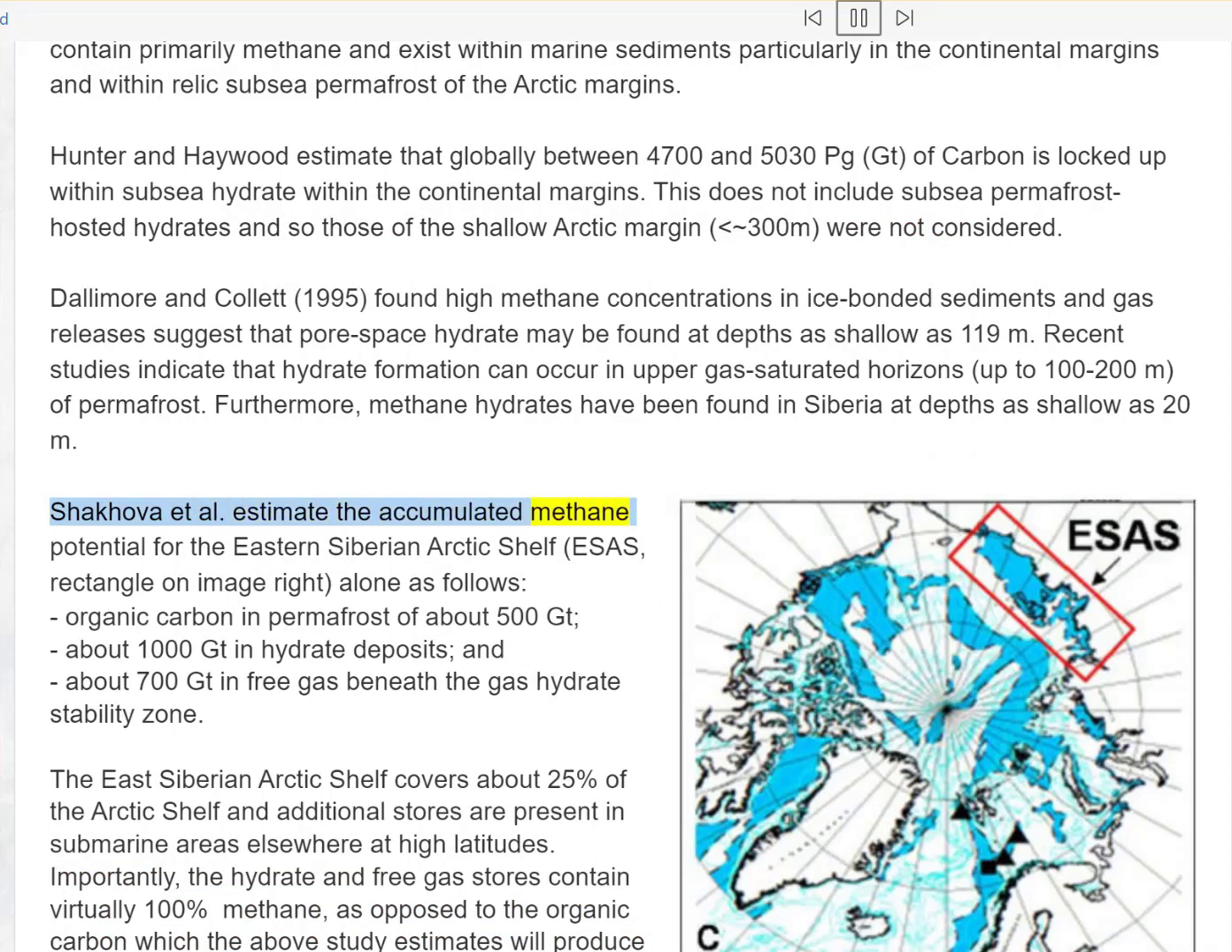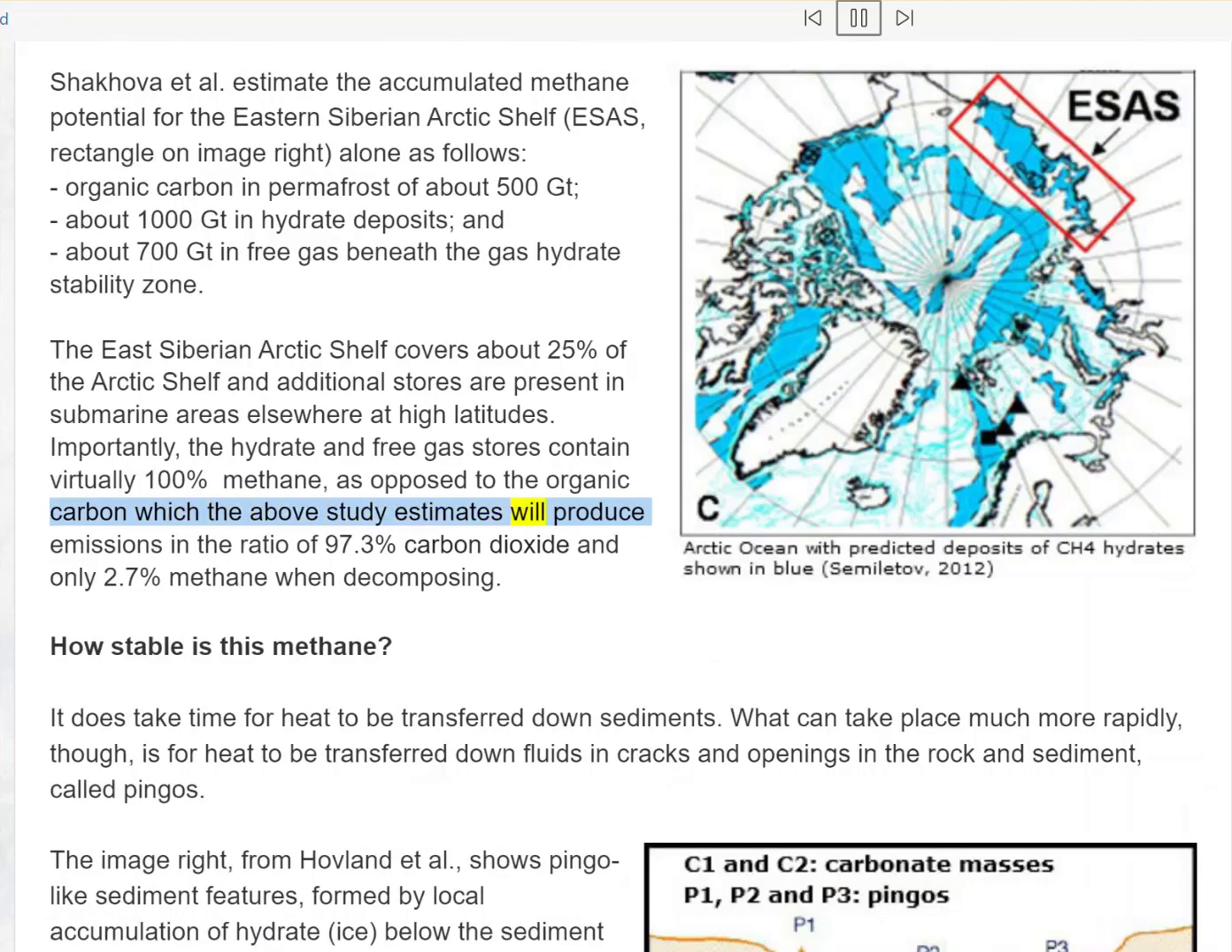Shakhova et al. estimate the accumulated methane potential for the East Siberian Arctic Shelf, ESAS, rectangle on image right, alone as follows. Organic carbon in permafrost of about 500 GT, about 1000 GT in hydrate deposits, and about 700 GT in free gas beneath the gas hydrate stability zone. The East Siberian Arctic Shelf covers about 25% of the Arctic Shelf, and additional stores are present in submarine areas elsewhere at high latitudes. Importantly, the hydrate and free gas stores contain virtually 100% methane, as opposed to the organic carbon, which the above study estimates will produce emissions in the ratio of 97.3% carbon dioxide and only 2.7% methane when decomposing. How stable is this methane?